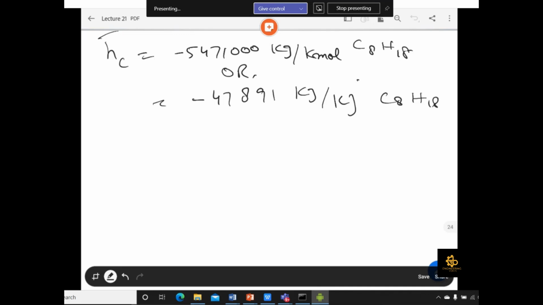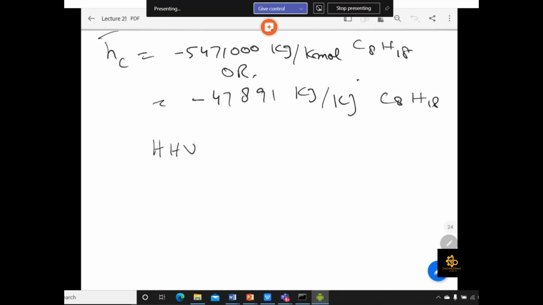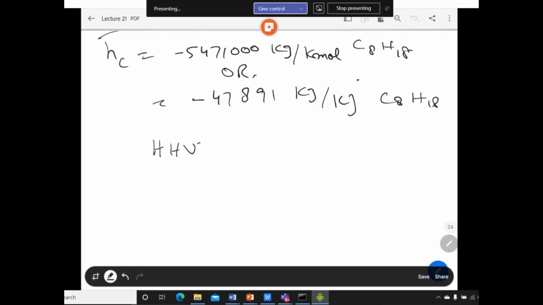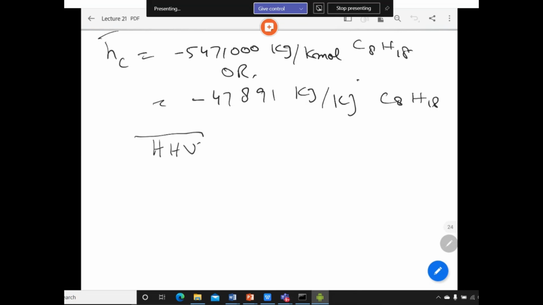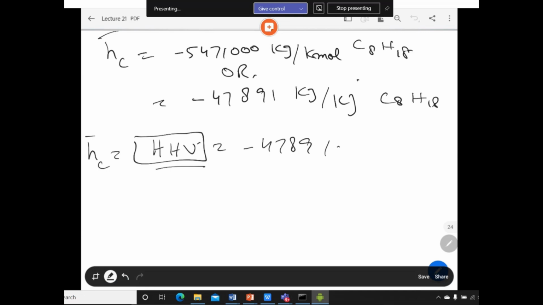Now an important point: because it is mentioned in your problem statement that H2O is in the liquid form, the enthalpy of combustion associated with this is equal to the higher heating value. For example, if the problem statement asks you to find the higher heating value, simply note down the value, which is minus 47,891. So the higher heating value and enthalpy of combustion are equal here. If it is mentioned that H2O is in the gaseous form, then it will be equal to the lower heating value.